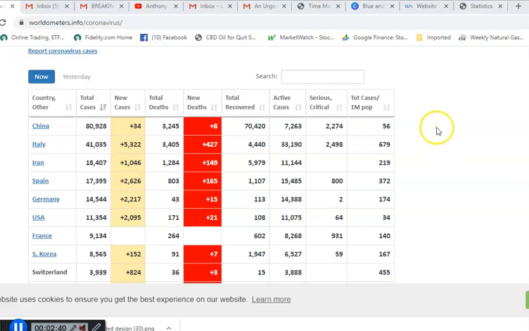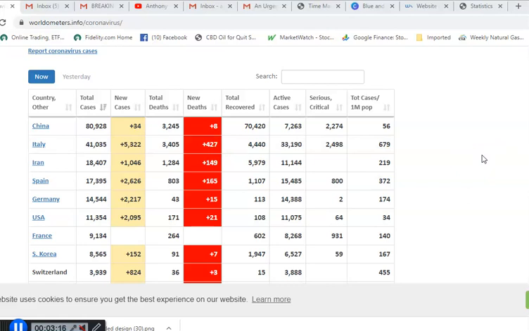The epicenter of this pandemic right now is the European countries, and in Europe, Italy is the center. Yesterday, the single day count was 5,322 cases, and about 427 deaths in a single day. This is a really serious situation there.